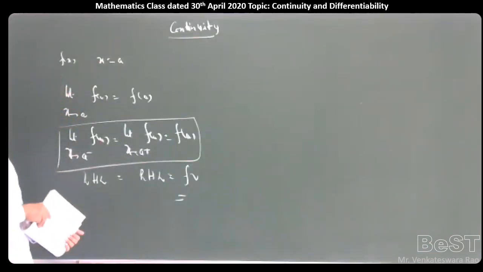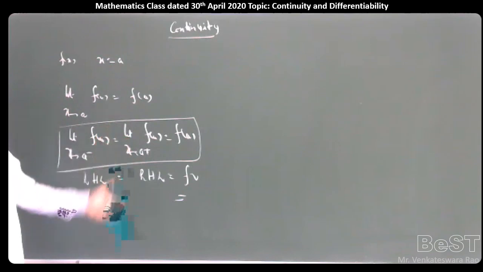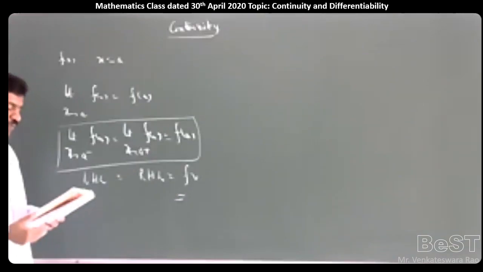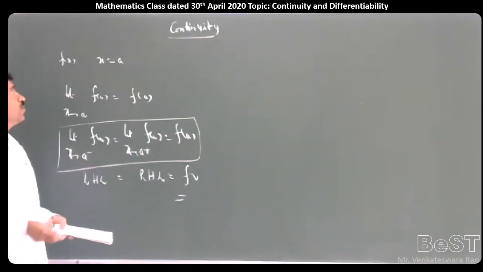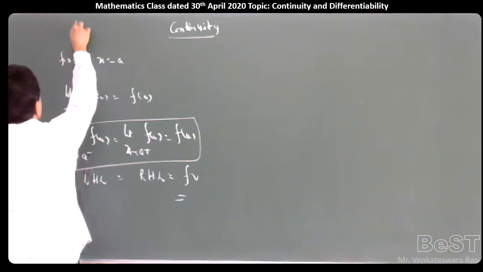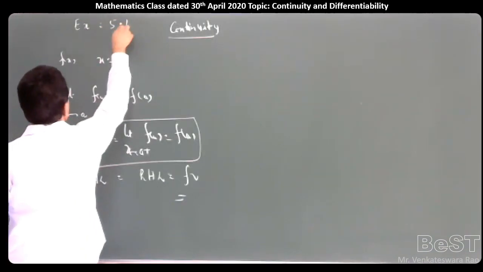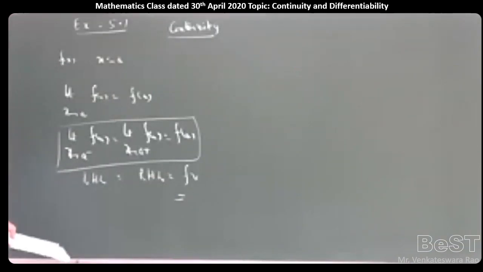So in this chapter, if you know how to solve the simple limits, it's enough. You will get a 4 marks question. Now the first problem, Exercise 5.1. From this exercise, you will get 4 marks problems.